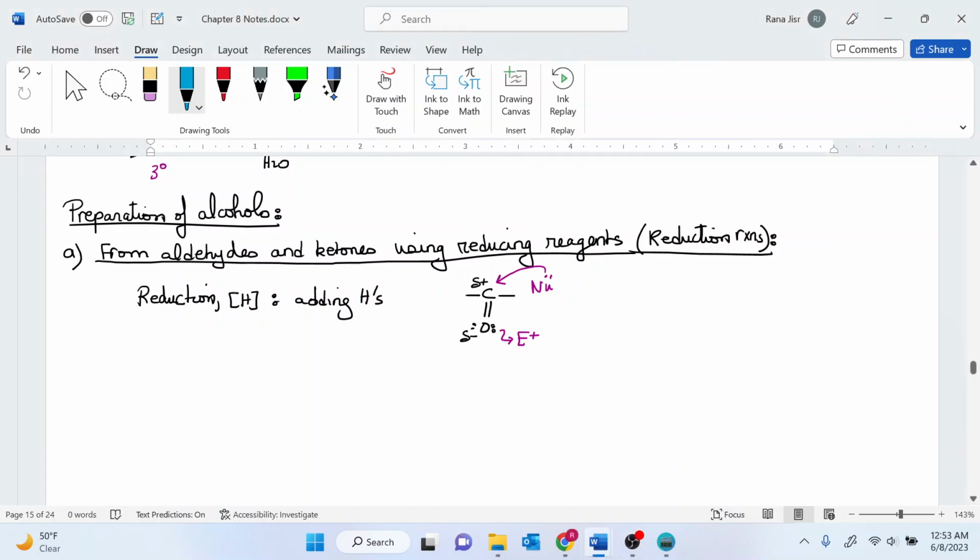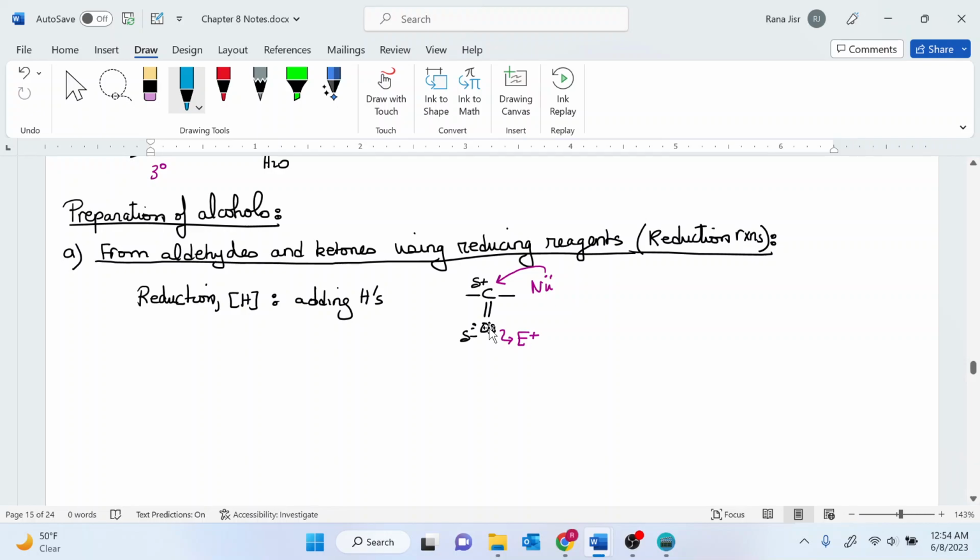Reduction of carbonyls is one of the ways to prepare alcohols. Reduction is the opposite of oxidation, and reduction means adding hydrogen. So oxidation means taking away hydrogens. Reduction means adding hydrogens in there. Your starting material here is always the carbonyl, and you are adding hydrogens to the carbonyls. You are adding a hydrogen to the carbon and a hydrogen to the oxygen.